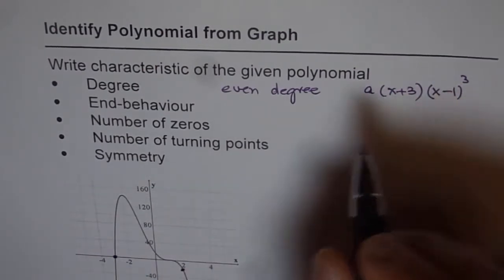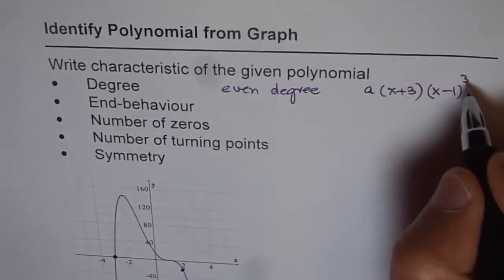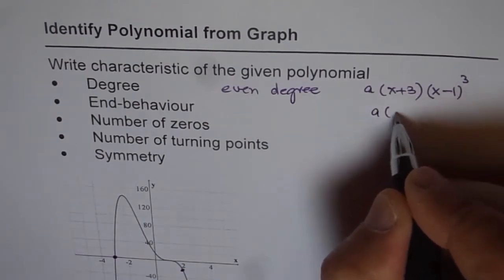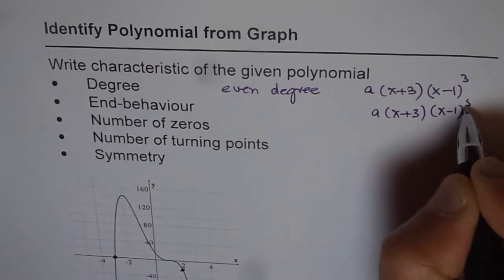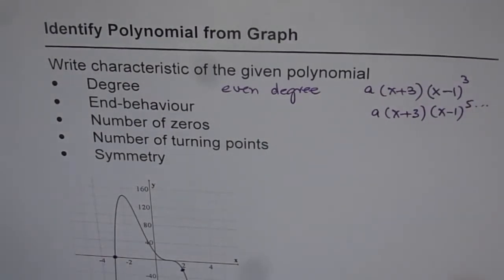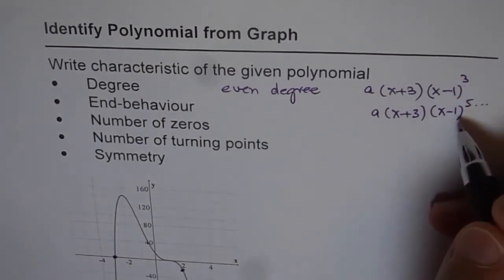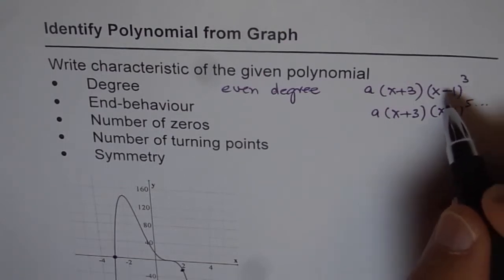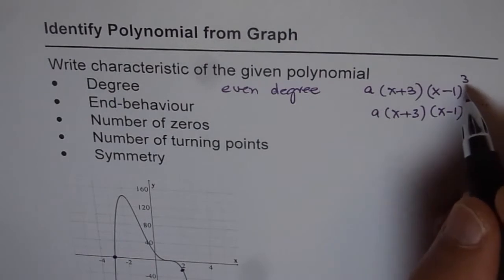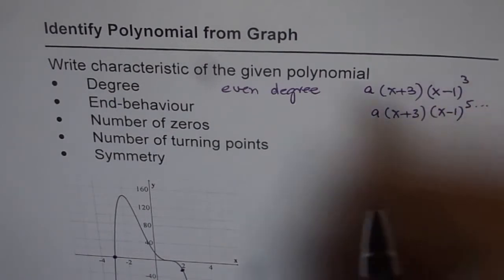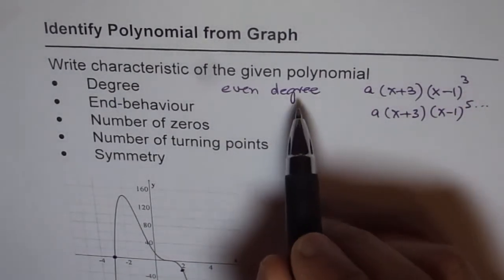But for sure, we can say it's an even degree polynomial. So the equation could be x plus 3 times x minus 1 to the power of 5, or even higher, right? Since we are not very sure about it, we cannot say that the degree is 4 or 6 or 8. But you can suggest that it could be like that, right? But it's definitely an even degree polynomial.